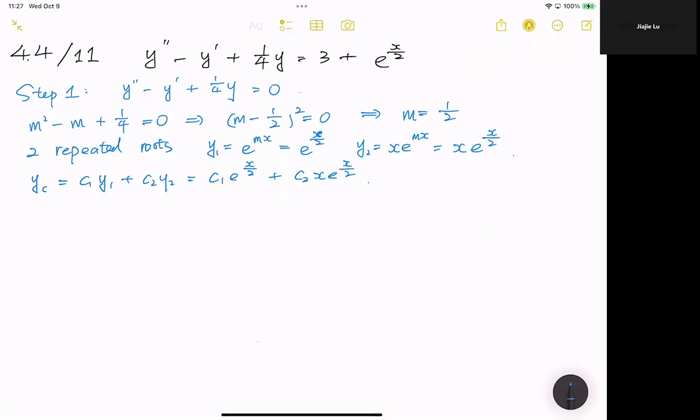Okay, then we finish the first step. We obtain our complementary solution together with your y1, y2, the basic solutions. And then step 2, we need to find a particular solution yp. So here you see, we are working on the differential equation with constant coefficients. Also, the right-hand side is a constant function plus an exponential, which means it's a good function. So we can apply the method of undetermined coefficients.